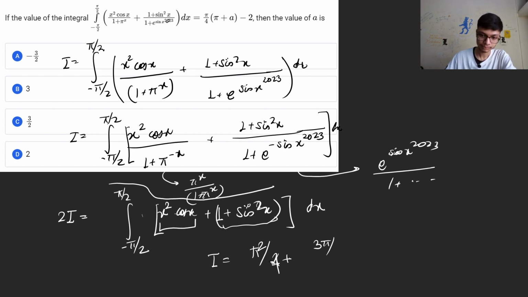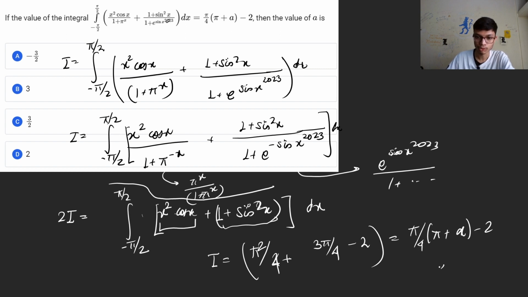Okay, which I've solved on my own. You can simplify, this is very simple. Given minus 2, with this you'll get the value, which is basically of the format pi by 4 into pi plus alpha or a minus 2. So from here the value of a is going to be equal to 3.